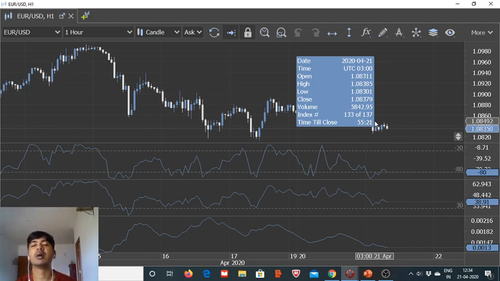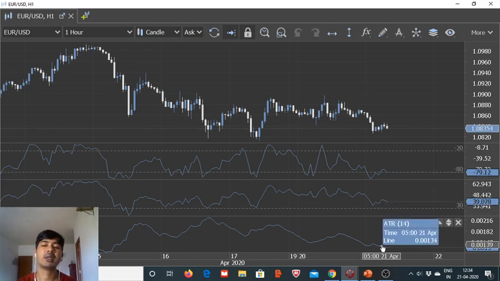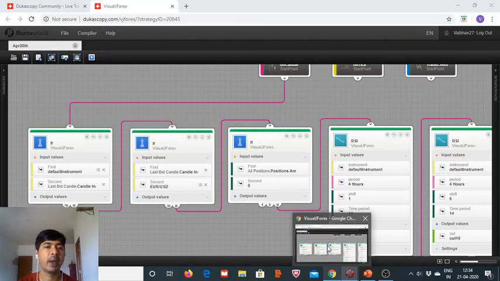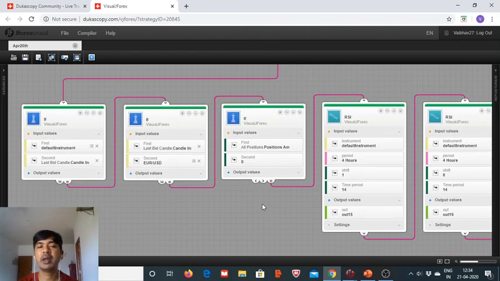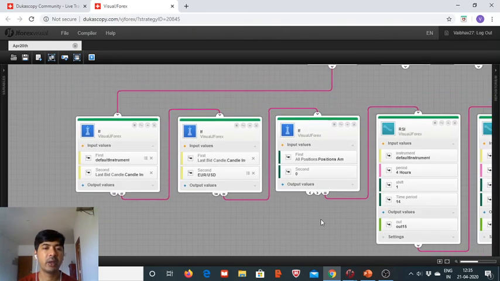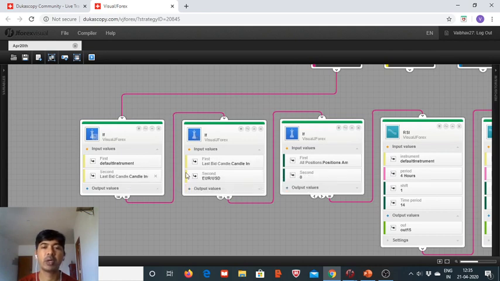So we will just use the ATR on the hourly chart as a stop loss range, and 110% of the ATR as a target price range for today's algorithm. So we get back to the Visual J Forex platform, and here what we have done so far, we have subscribed to the Euro USD.